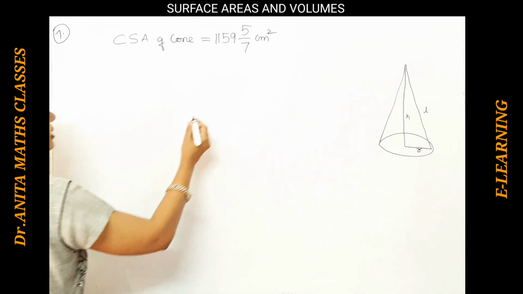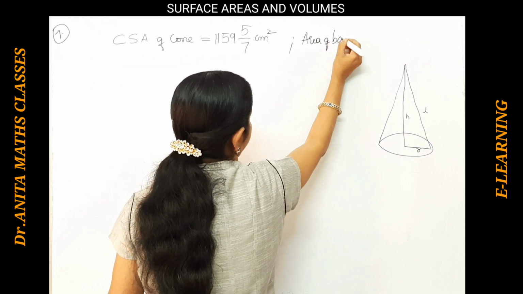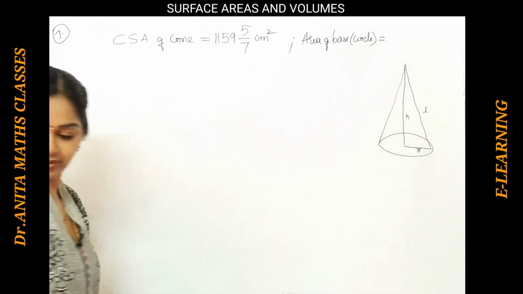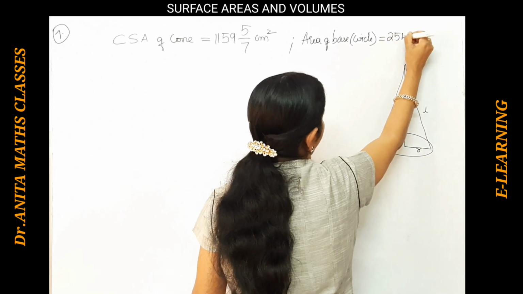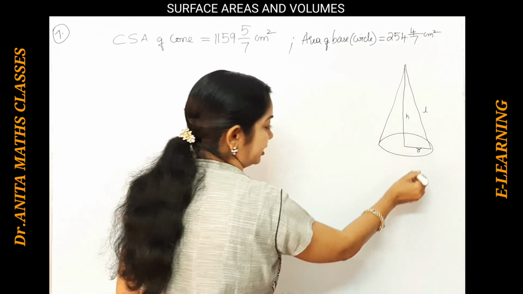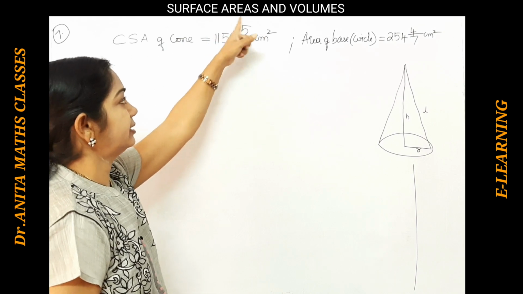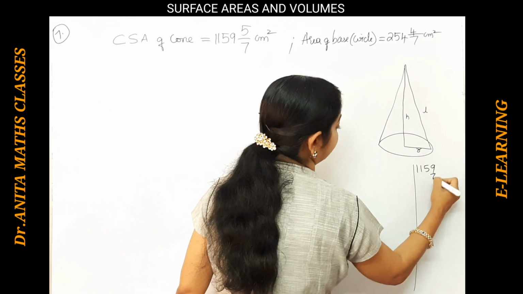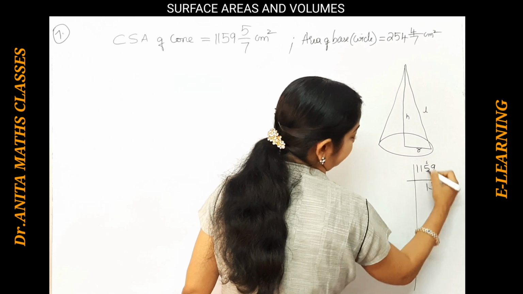The area of its base is also given. The base here is the circle, and that is also given as a mixed fraction, 254 4 by 7 centimeter square. So first let us change it. How do we change it into an improper fraction? Just multiply and then add. So 1,159 multiplied by 7.